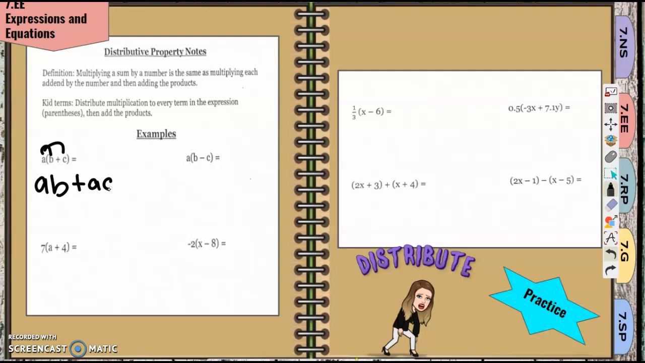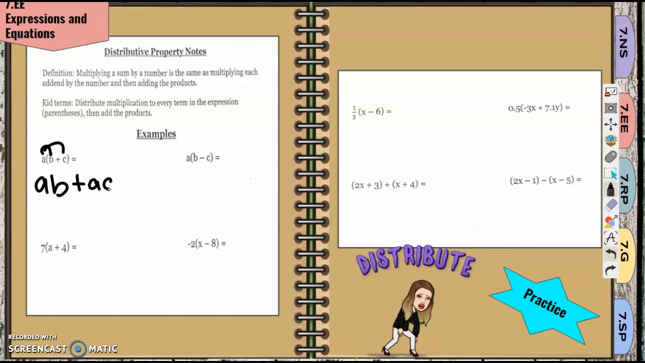Those are not like terms. They both have an A in it, but one has a B and one has a C. They're not like terms, so I cannot combine those. That is my final answer. AB plus AC. That's it.